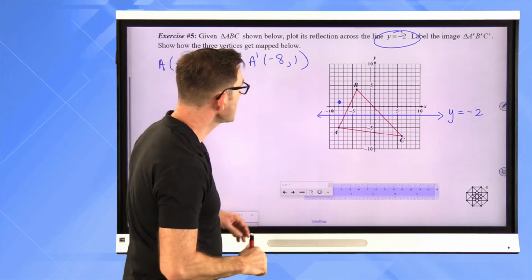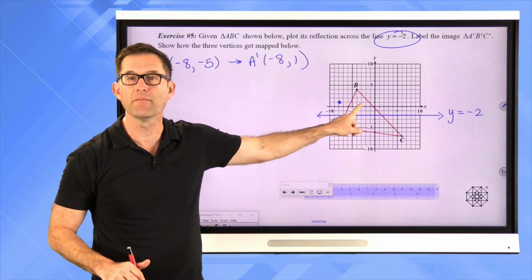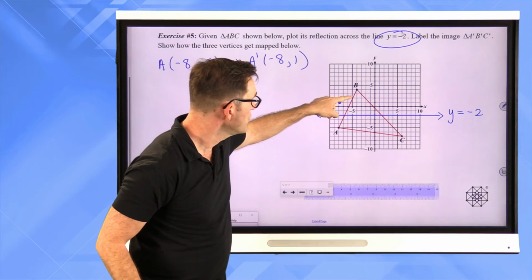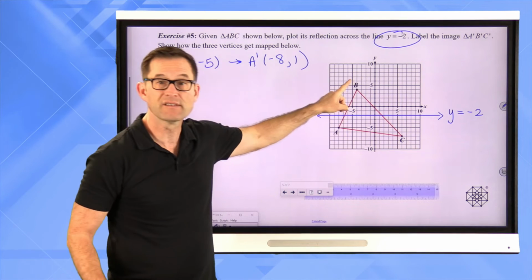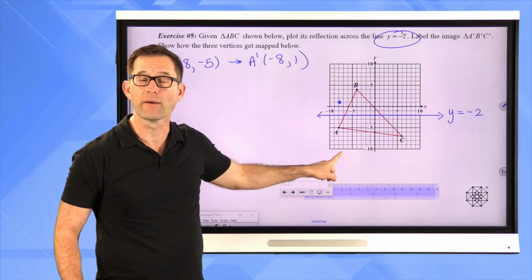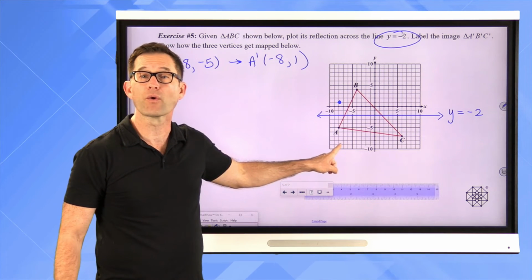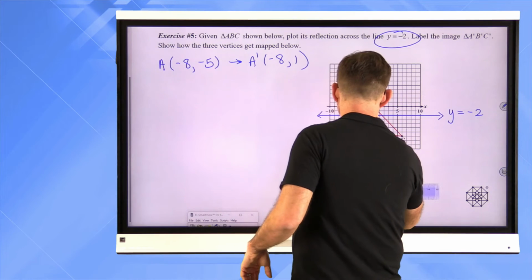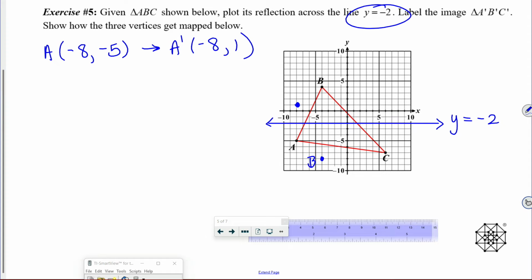All right, that's it so far. Great. Now let's take a look. Maybe we'll do point B. So right now, point B is sitting 1, 2, 3, 4, 5, 6 units above y equals -2. It will then end up 6 units below y equals -2. In other words, it will be at a y coordinate of -8, right? So let me just label that B prime. This is A prime. So I've got B, which is at -4, 4, will then map to B prime, which is at -4, -8.